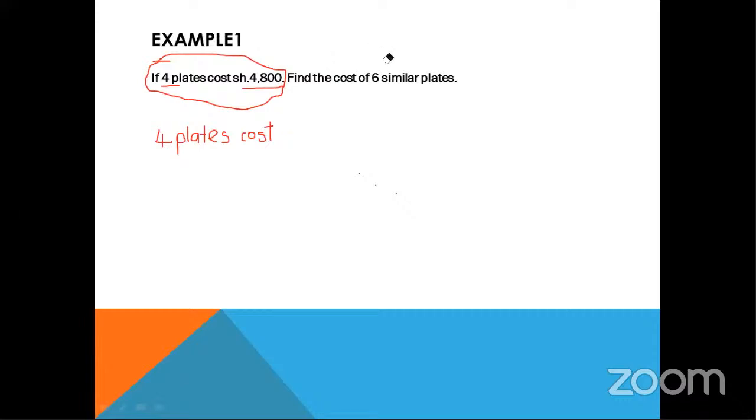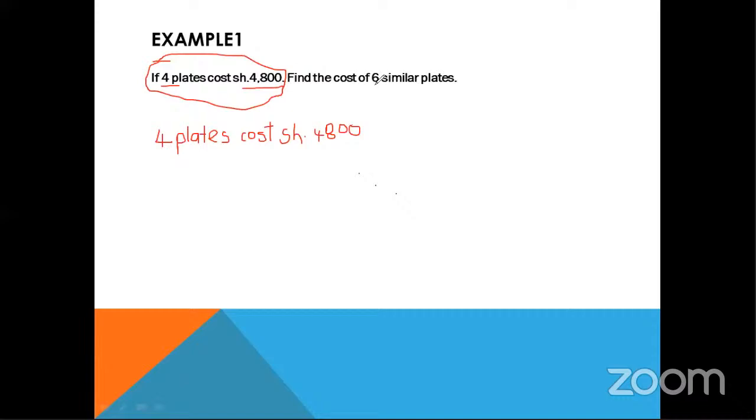Good, let me wrap that and then write clearly. So 4 plates cost 4,800 shillings. Yes, I'm going to explain this, and this is where I will ask you to participate, please. Allow me to explain this slowly, just like the way Diana has said. Now, this is the cost of 4 plates.